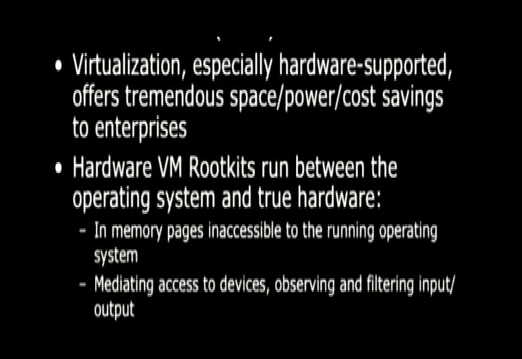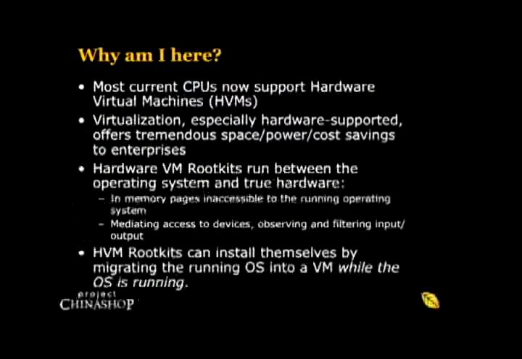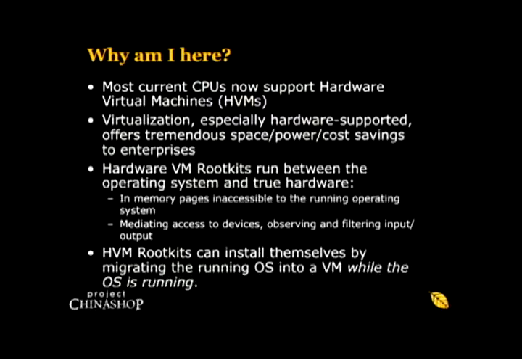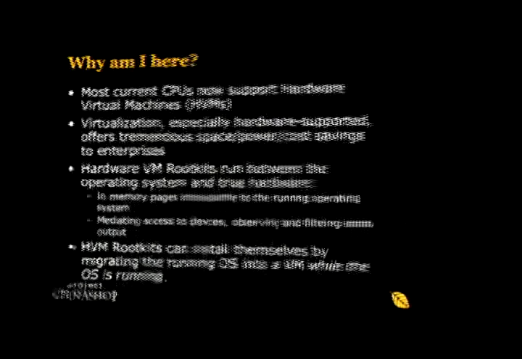And what I'm going to show is the cool trick of how a hardware virtual machine rootkit can install itself by migrating a running operating system into a hardware VM, and then just installing itself as a hypervisor around it. Once it's there, it controls every aspect of the operating system, and it can hide itself in memory, unmapping its pages from the now-guest OS. It can mediate access to memory, and be really difficult to detect with our current techniques, and at the same time have the same level of access that a normal rootkit would give.